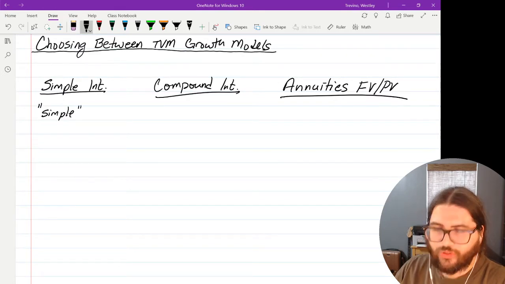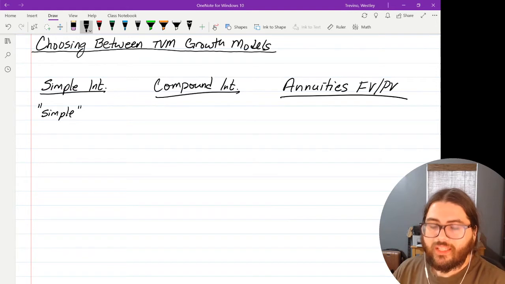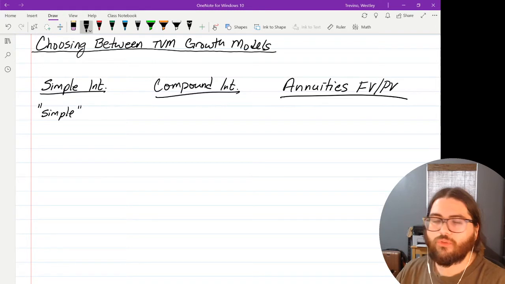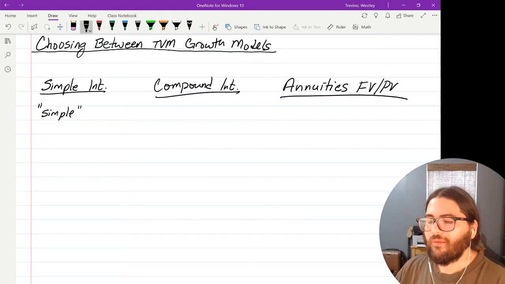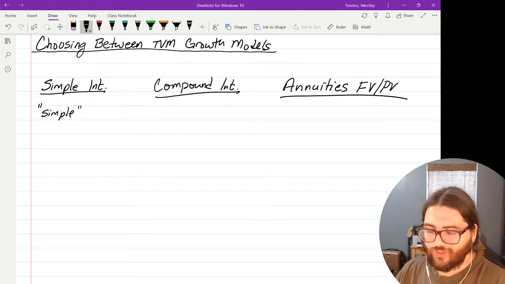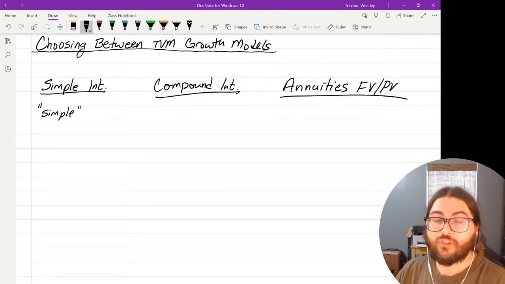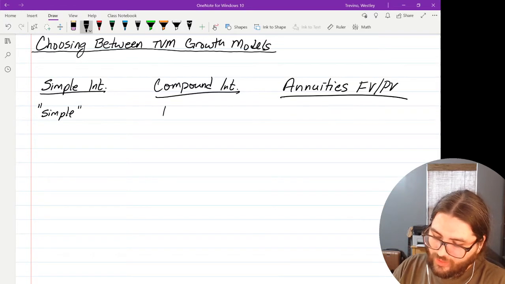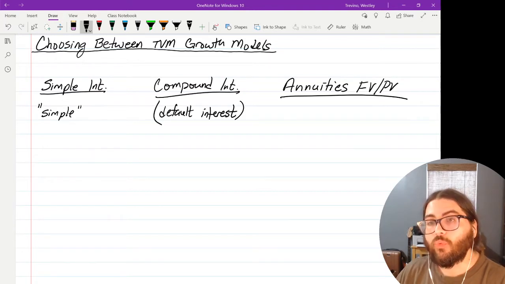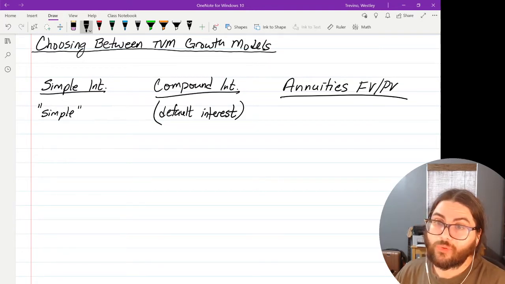That word simple will have to appear in the problem. Because if we're talking about an interest rate, it's 4% simple interest or 4% annual simple interest. It'll have to actually say the word simple. And the reason why it has to say the word simple is that if it doesn't say simple interest specifically, then it is compound interest. This is the default. This is the default interest that you should be thinking about. Unless you have good reason to think otherwise, it's a compound interest scenario.